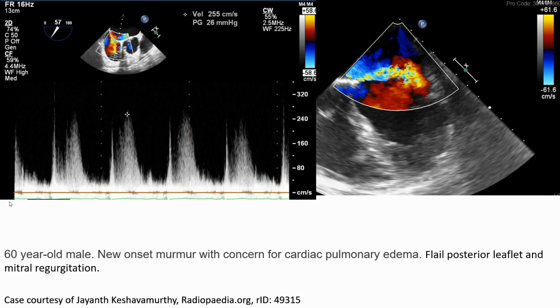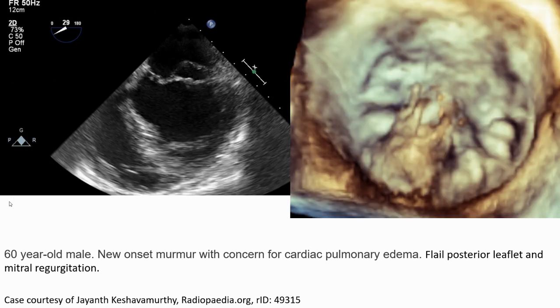So this image shows the mitral valve echo of a 60-year-old male, new onset murmur with concern for cardiogenic pulmonary edema, with a left posterior leaflet and mitral regurgitation. On the image on the left side, you can see the clear posterior leaflet, and the 3D image does not really appreciate the mitral valve regurgitation. You just see a little bit of color.